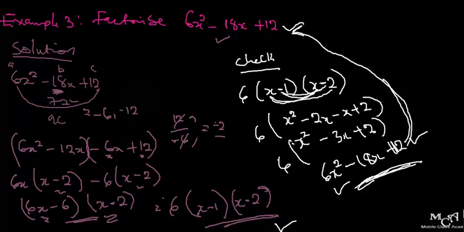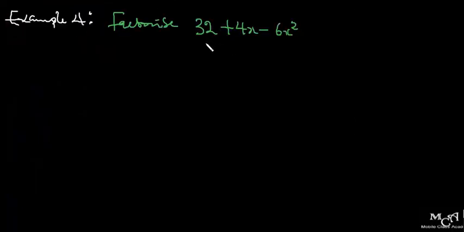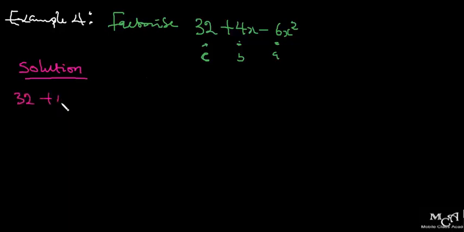Now let's quickly look at another example. Example 4. Example 4 states: factorize 32 plus 4x minus 6x squared. This minus 6 is our A, this plus 4 is our B, and this 32 is our C. Are we clear with that? So, solution. We have 32 plus 4x minus 6x squared.